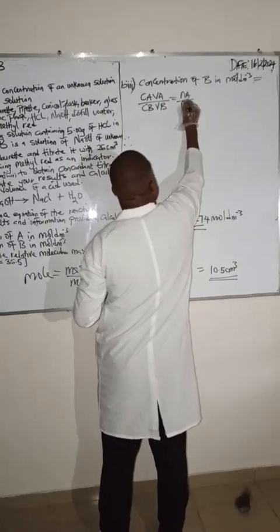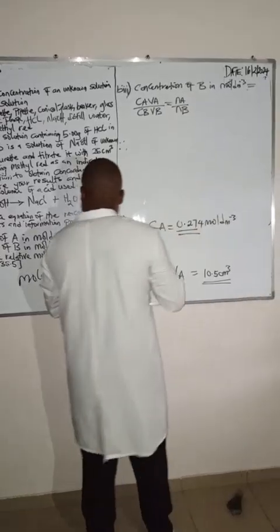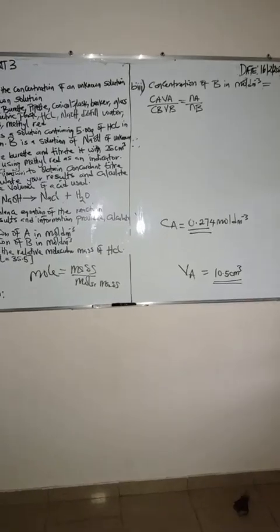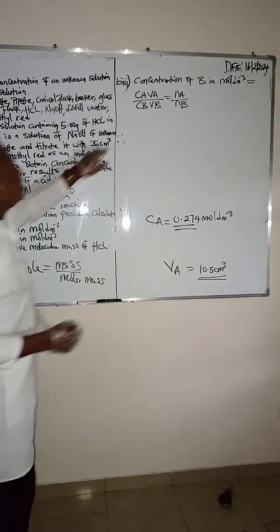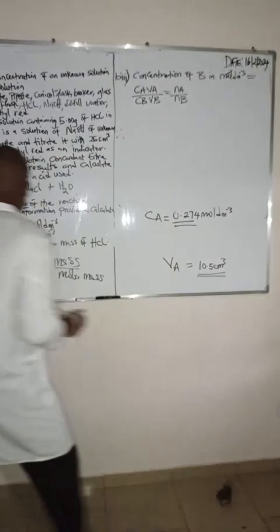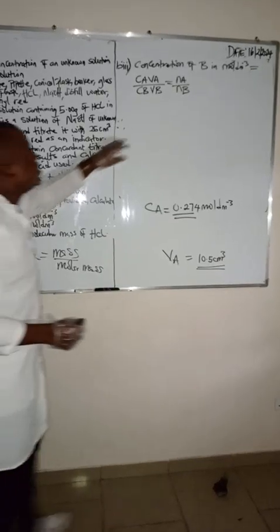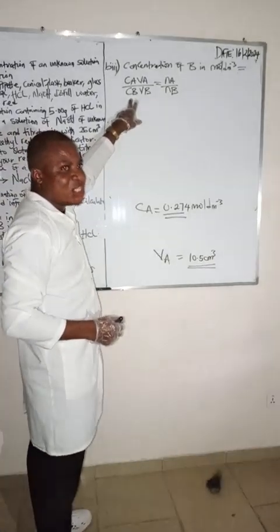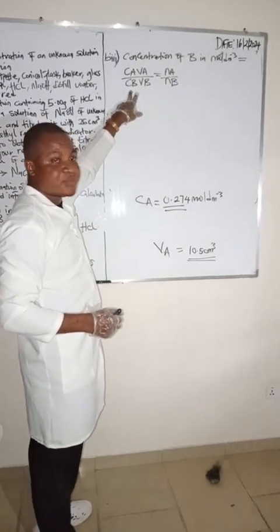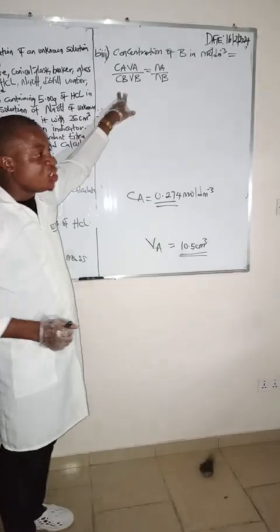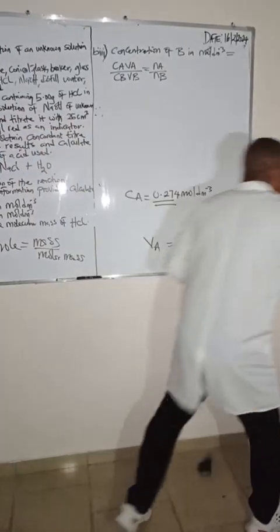NA over NB. Now in III, I said calculate the concentration of B in mole per dm cube. Now we are going to make CB the subject of the formula.